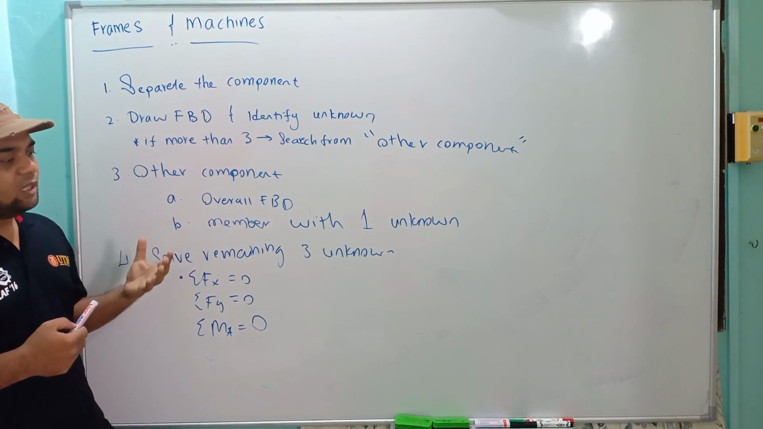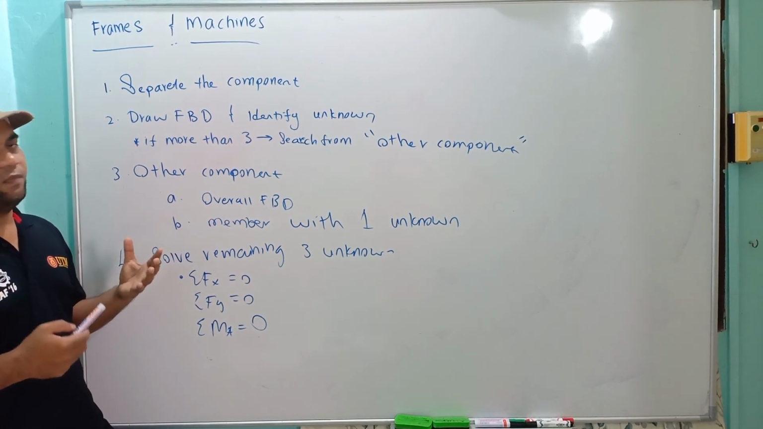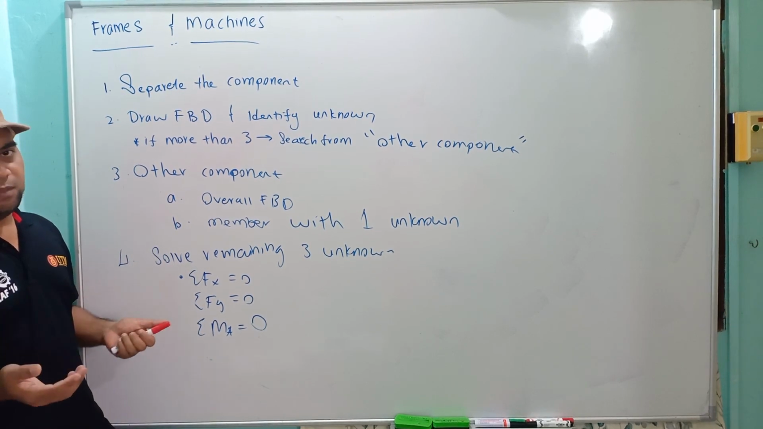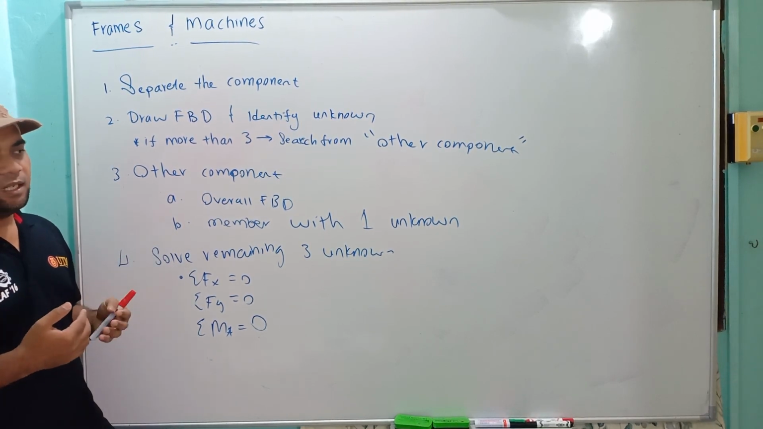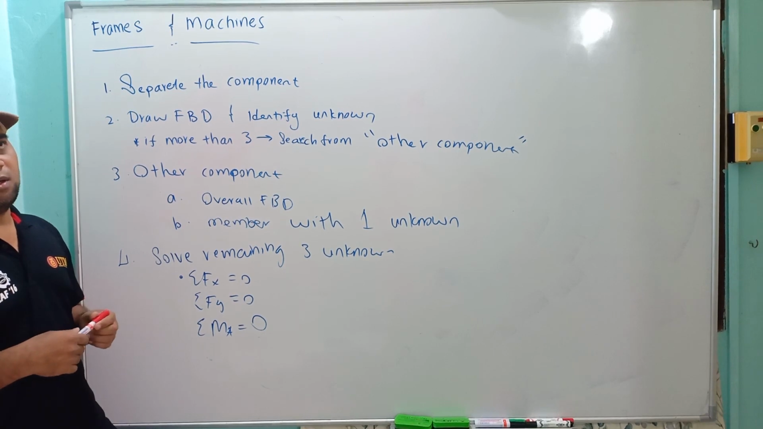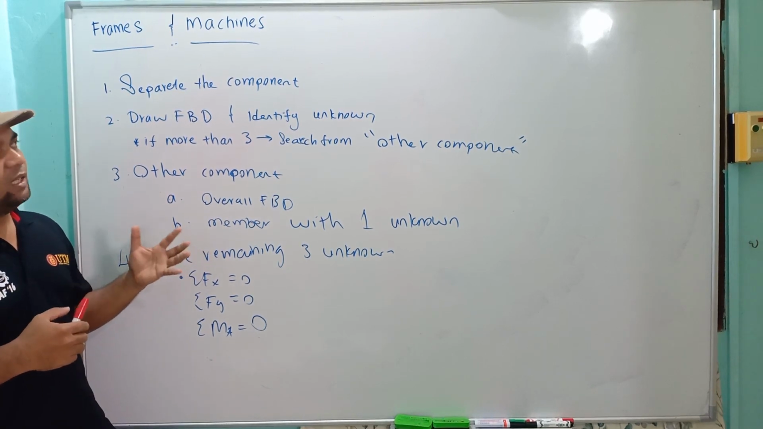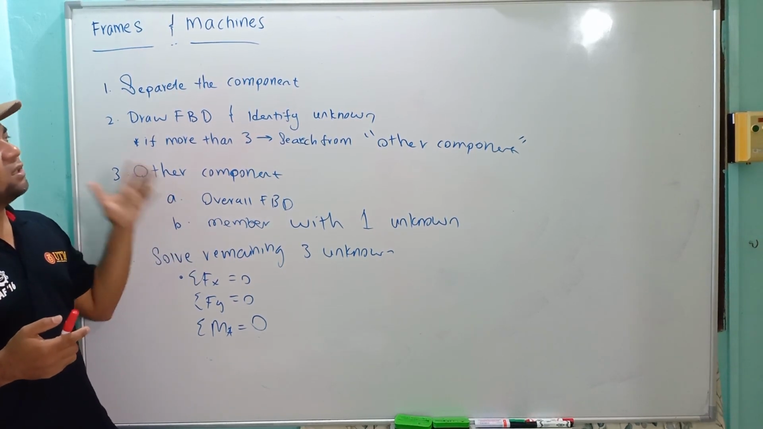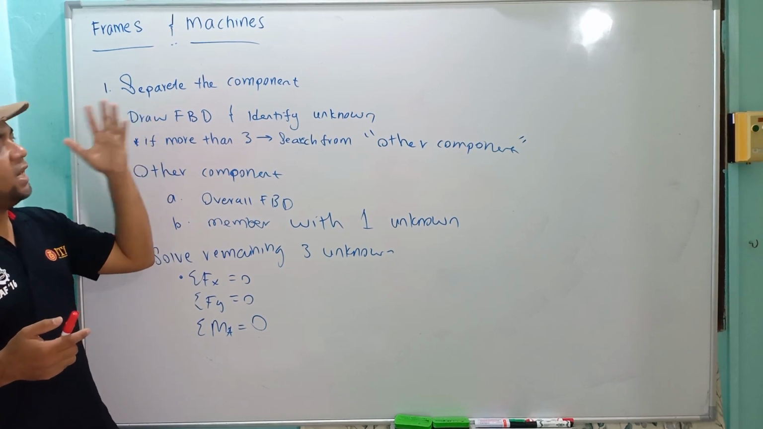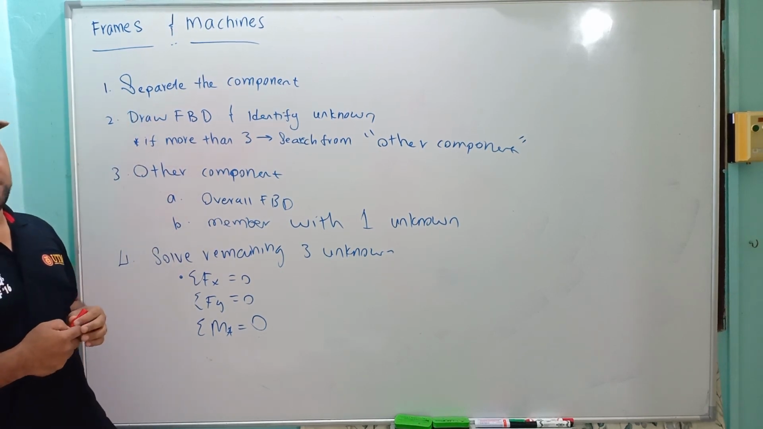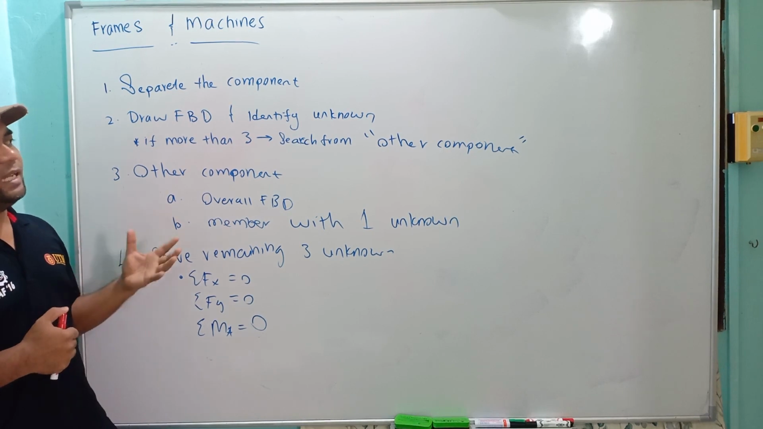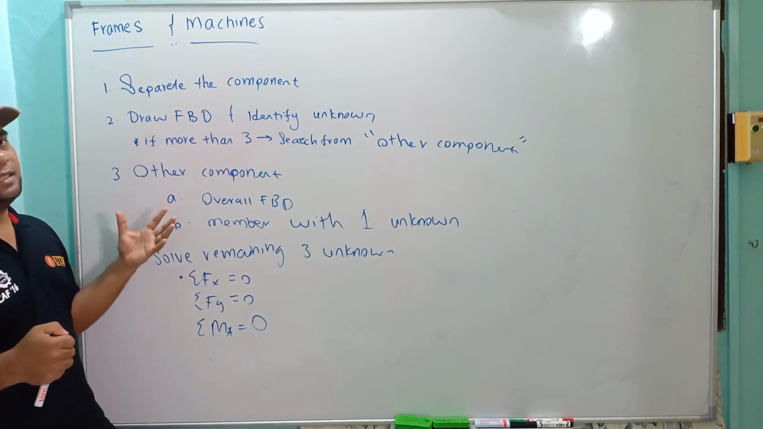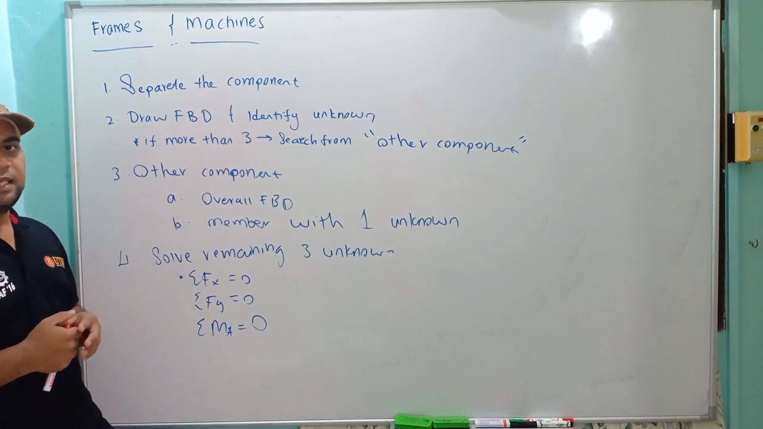For example, there are 5 rigid bodies attached together using pin joints or other types of joints to become one big frame and machine, one big structure.